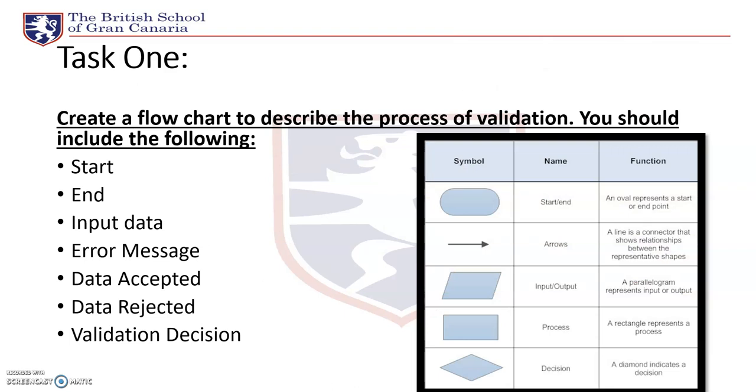So here are the symbols. The decision would be the validation. So for example, it would be, has it passed the validation? If yes, then they can go to the next stage. If not, it goes back to the start. Okay, this is not an assessed task. This is just something that you can have a go at using your pen and paper. So pause this video now and give it a go.